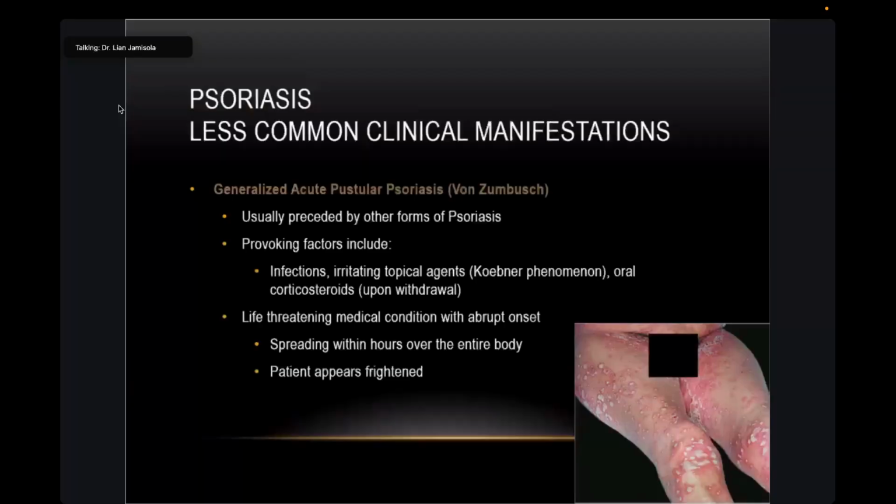Okay. If your pustular psoriasis becomes generalized and acute, we call that the generalized acute pustular psoriasis or the von Zumbusch. Okay, provoking factors include infections, irritating topical agents, like I told you, psoriasis has Koebner phenomenon, even withdrawal from oral corticosteroids. That's why we do not give oral corticosteroids to our psoriasis patients because of withdrawal, yan. After discontinuing, malaki yung chance the patient would have your generalized pustular. It can be a life-threatening medical condition. That's why usually patients with this we admit in the hospital.